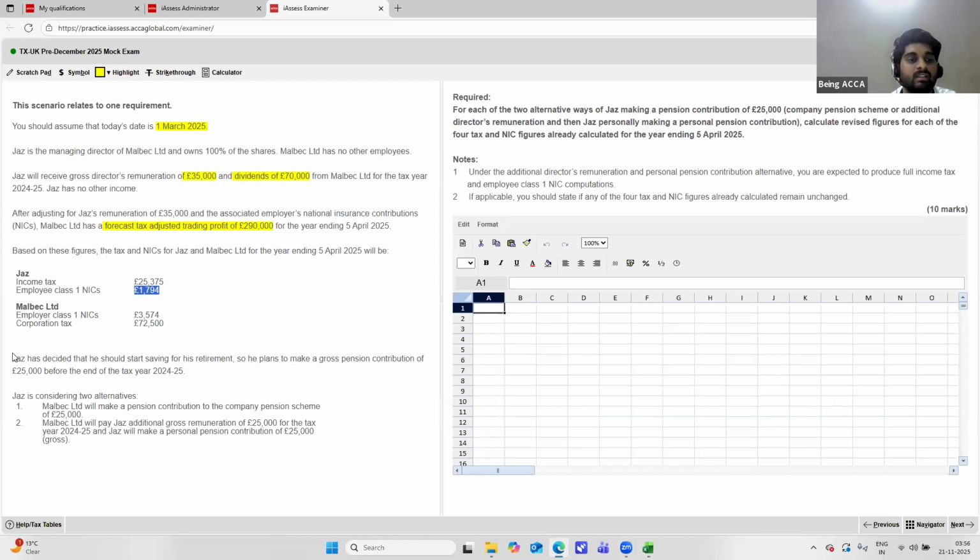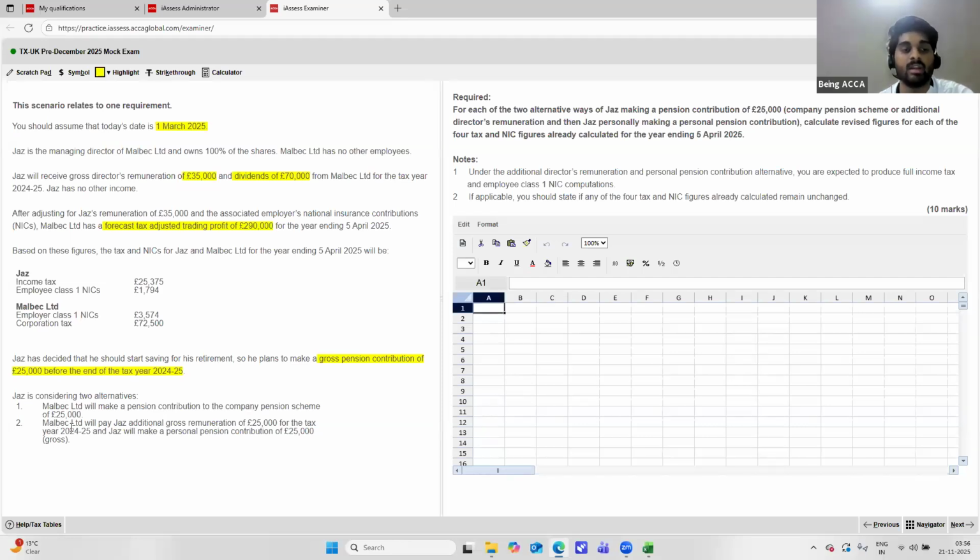Next, Jazz has decided that he should start saving for his retirement. So he plans to make a gross pension contribution of 25,000 before the year end of 24-25. Jazz is considering two alternatives. One is that Malbec Limited will make a pension contribution of 25,000 to the company pension scheme. Here, though Jazz is benefiting from that pension contribution, it will be considered an employer pension contribution.